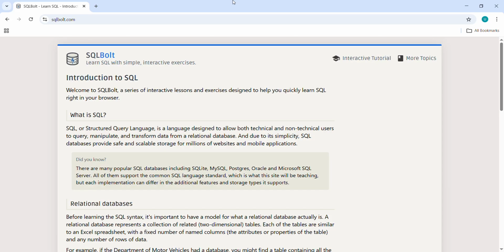SQL stands for Structured Query Language. Structured means something that was structured, query means question, and language means how things work. So you need a structure, you need a query, and you need a language. If you include these three, you have a basic idea of what it actually is.